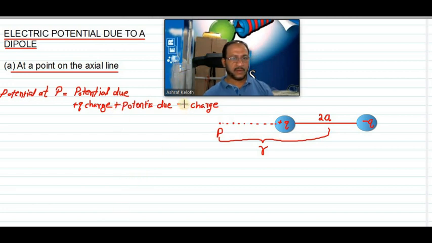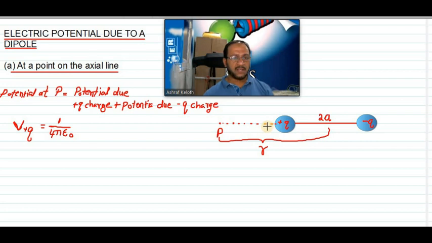Then we know the electric potential at the point P due to plus q charge. If I write V due to plus q, V due to plus q is equal to, what is the equation? Equation for potential, if it is placed in air or vacuum: 1 by 4 pi epsilon naught into q by r. What is r here? R is the distance between P and the center of the dipole?